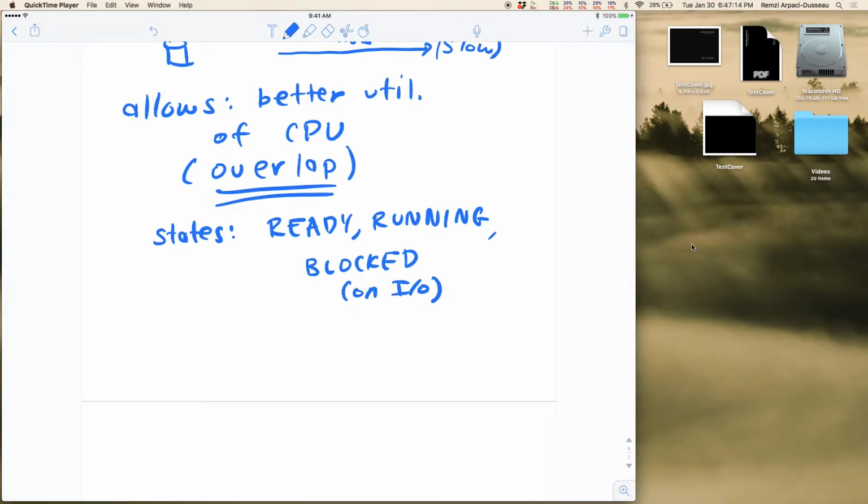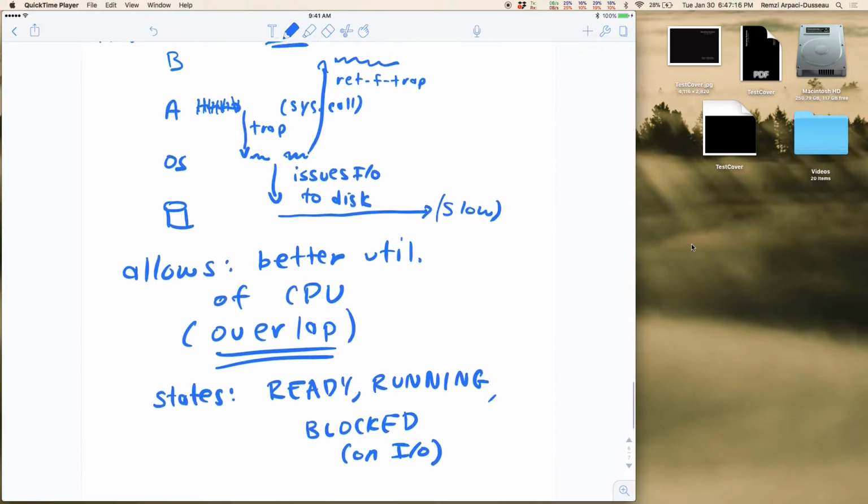And that means let's say process A in our example here has issued an I/O, and then it moves to the blocked on I/O state. And it will not continue, it will not become ready to run again until the I/O is complete. We can't keep running because we need that data from the disk in order to make progress.